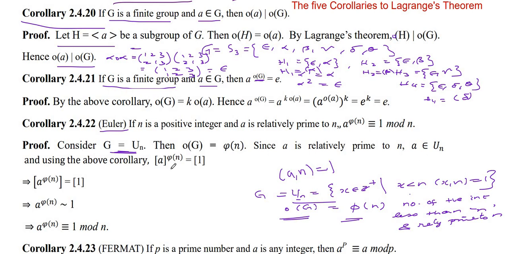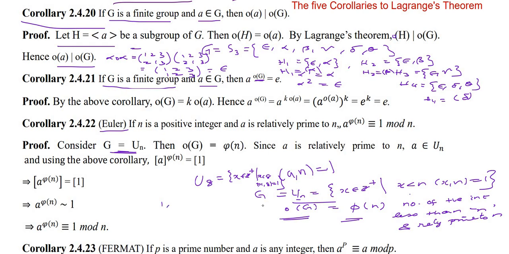So by the above corollary, and remember the elements in Un, they behave like... So you have to be thorough with this example, only then this can be followed. The elements in, say for example, if you consider U8, U8 means what? It is all those positive integers which are less than 8 and relatively prime to 8. So if you consider 1, it is a number which is less than 8, and that is relatively prime to 8. So 1 will be there in U8.